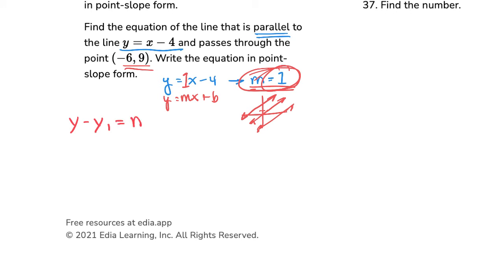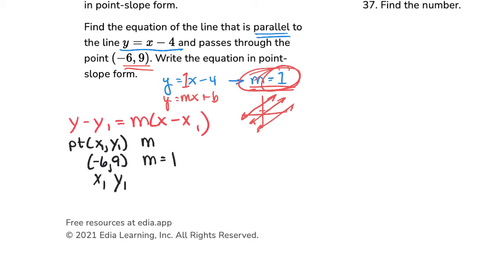This is what our point-slope equation looks like. It's called point-slope because you have to put in a point, x1 and y1, and you have to put in a slope. Well, we got a point, and they told us it goes through negative 6, 9, and they told us to use the slope 1 because you've got to be parallel. And so we just substitute in. Here's my x1, y1, my slope.